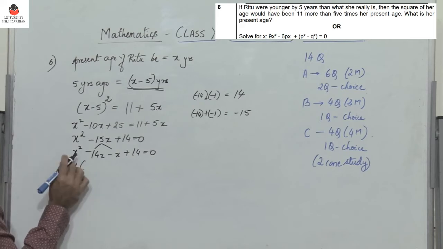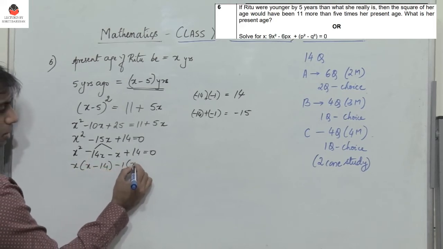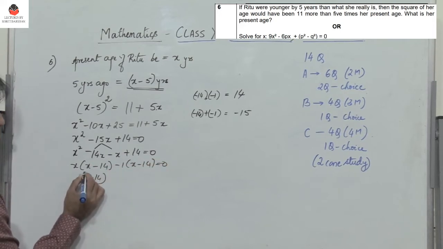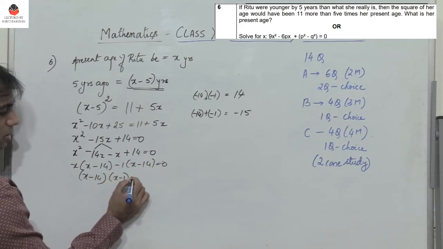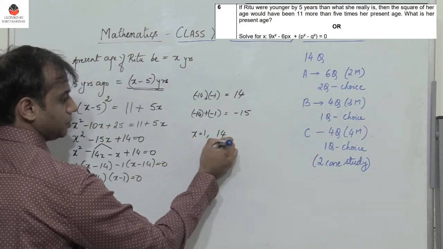So x into, take x common here, I get x minus 14. Minus 1 common, you get x minus 14 equals 0. So x minus 14 into x minus 1 equals 0. So x is 1 or x is 14.